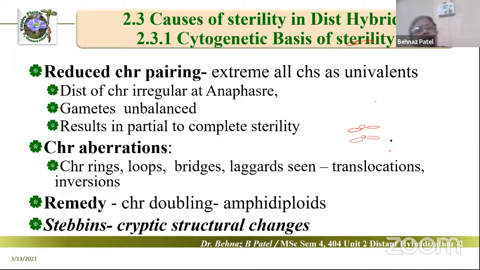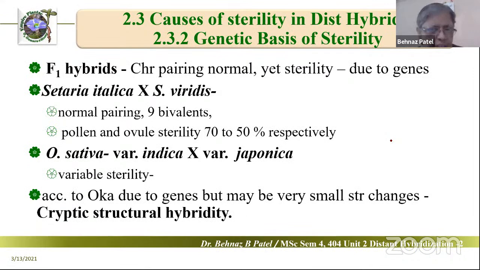Now, according to Stebbins, there may be certain very small or cryptic structural changes which are taking place. And this would be what we call the genetic basis of sterility. Now, when you think of the genetic basis, it obviously means that there are some variations in the gene or within the DNA strand. A deletion or an inversion or a substitution in the nucleotide is also a kind of aberration which is taking place at the molecular level, or at a cryptic level, which you're not able to see under the microscope. So here you may see them pairing because there are small changes only in certain regions. And yet there would be a sterility, and we would attribute that to the genes.